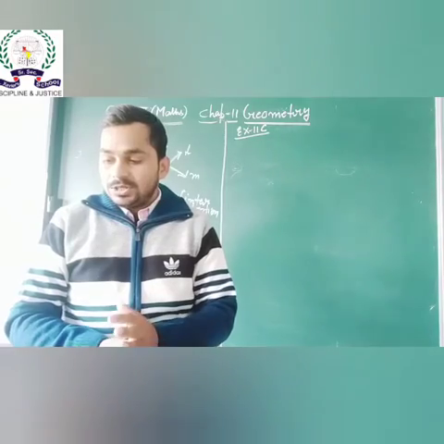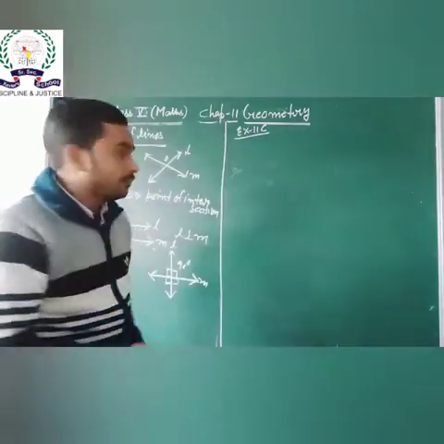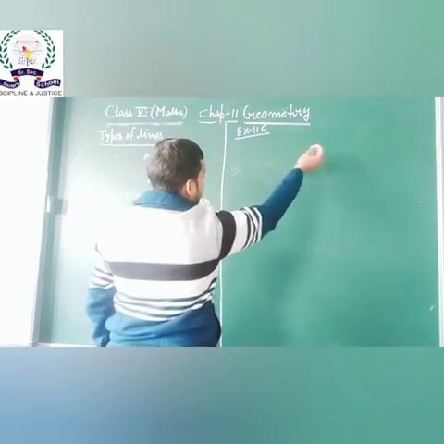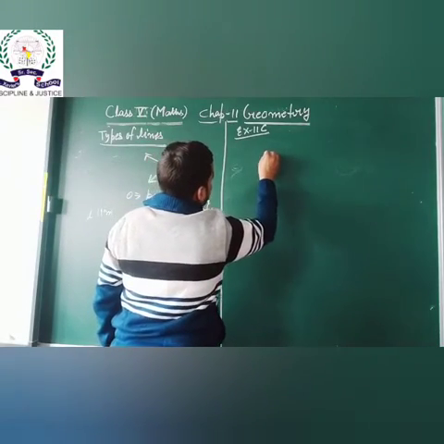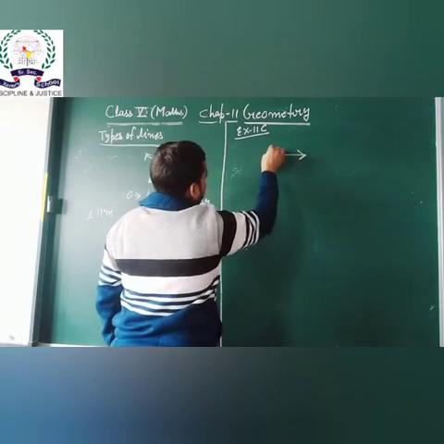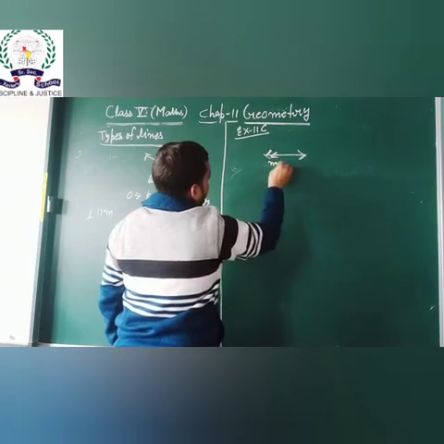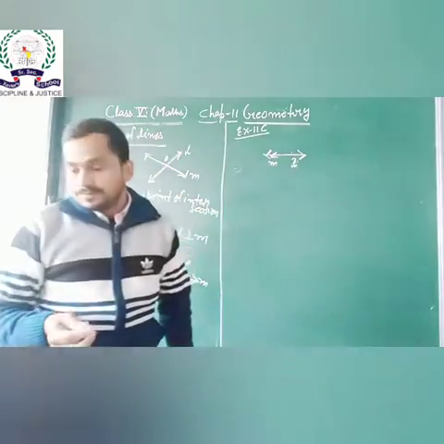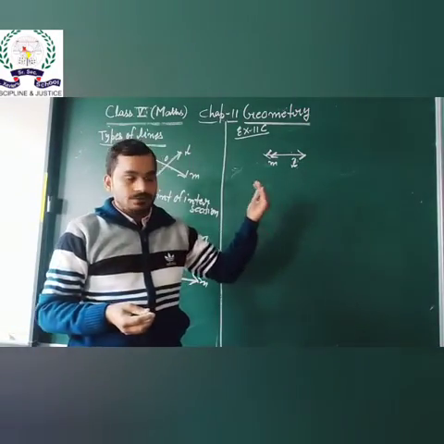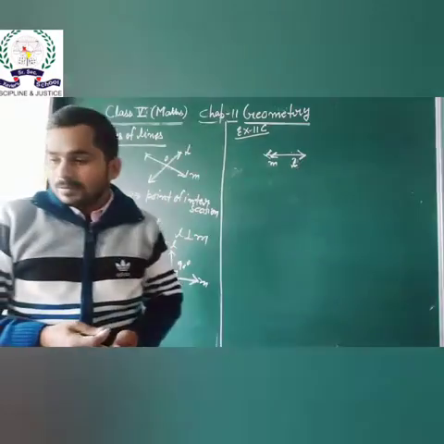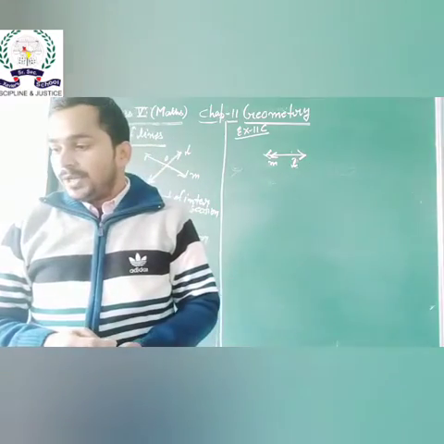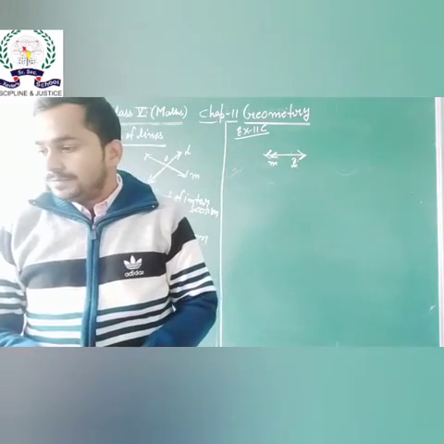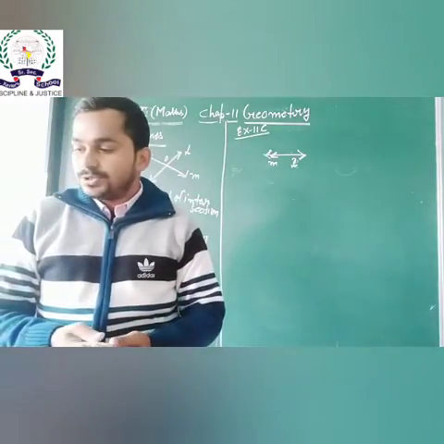And C, the coincident lines, where two lines lie one on the other, line M and line L. These are coincident. Infinite points of intersection are there. Then draw a plane L and draw it. You have to solve the question by yourself.